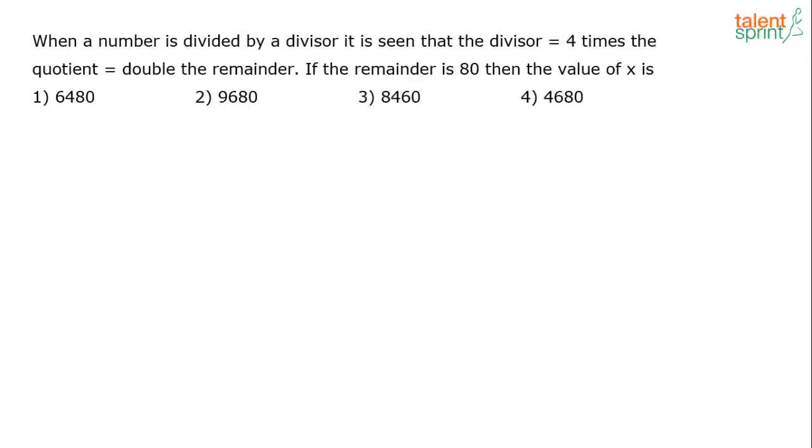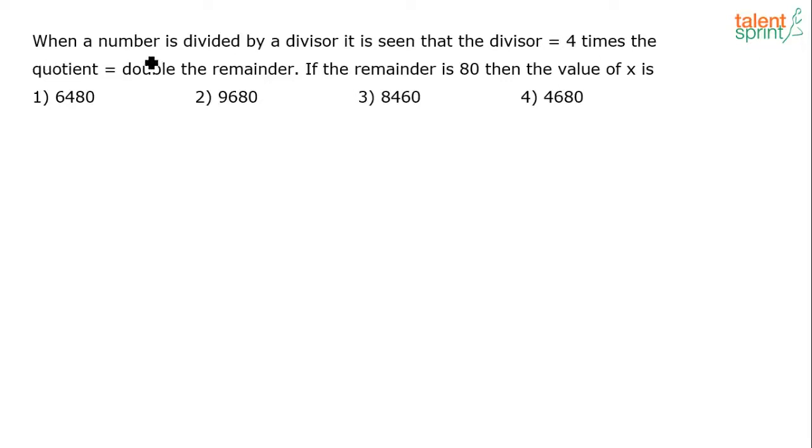Okay, next question. Try this one now. When a number is divided by a divisor, it is seen that the divisor is 4 times the quotient, which is equal to double the remainder. If the remainder is 80, then the value of x is. Now this time again you have to use the same concept. Find out the answer. Quick. 6480. Alright.